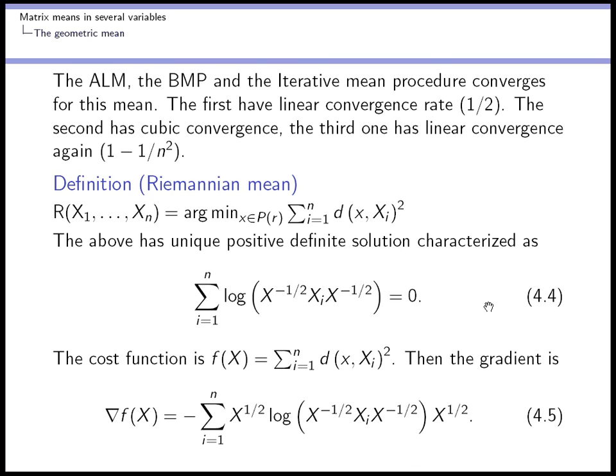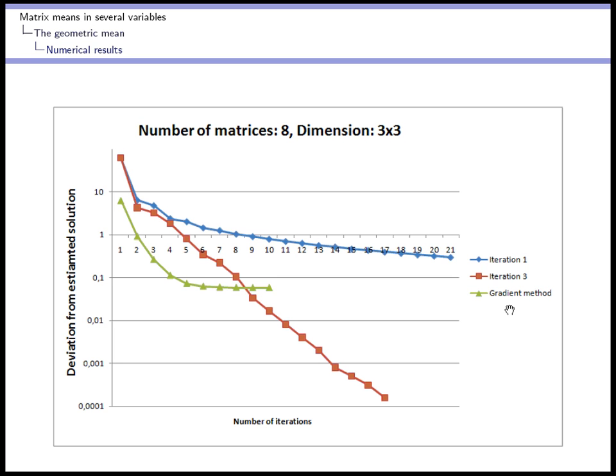And actually, this is a nonlinear matrix equation. Therefore, it's not easy to find the unique solution X. Actually, it cannot be written in explicit closed form so far. But this point can be found by an iterative process, for instance, gradient method or Newton method. And we can estimate the distance of the solution of this point from the other iterative procedures.